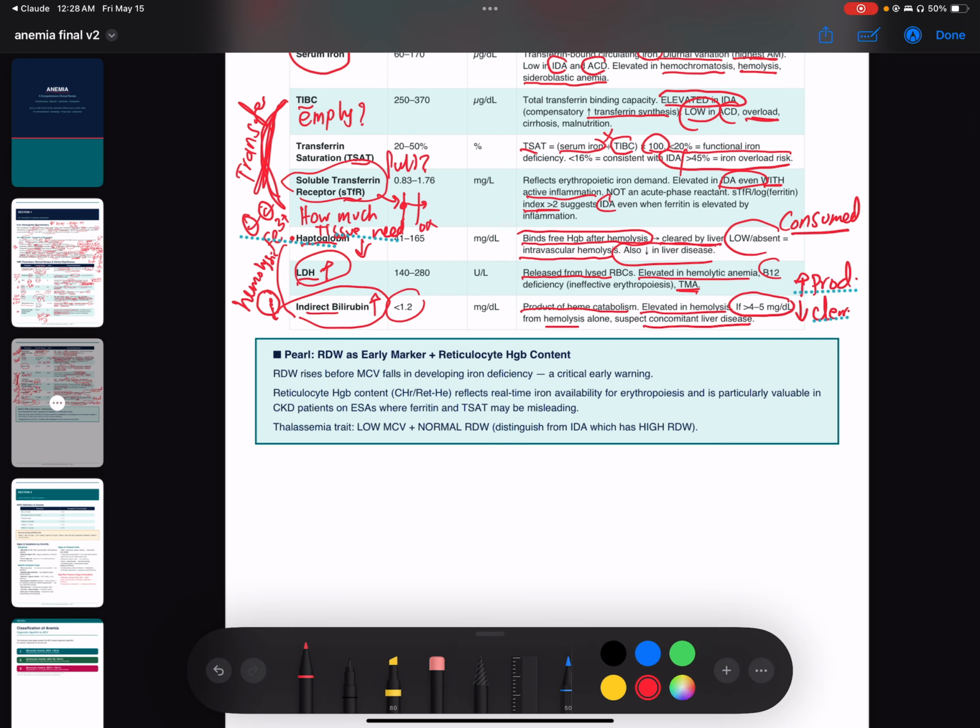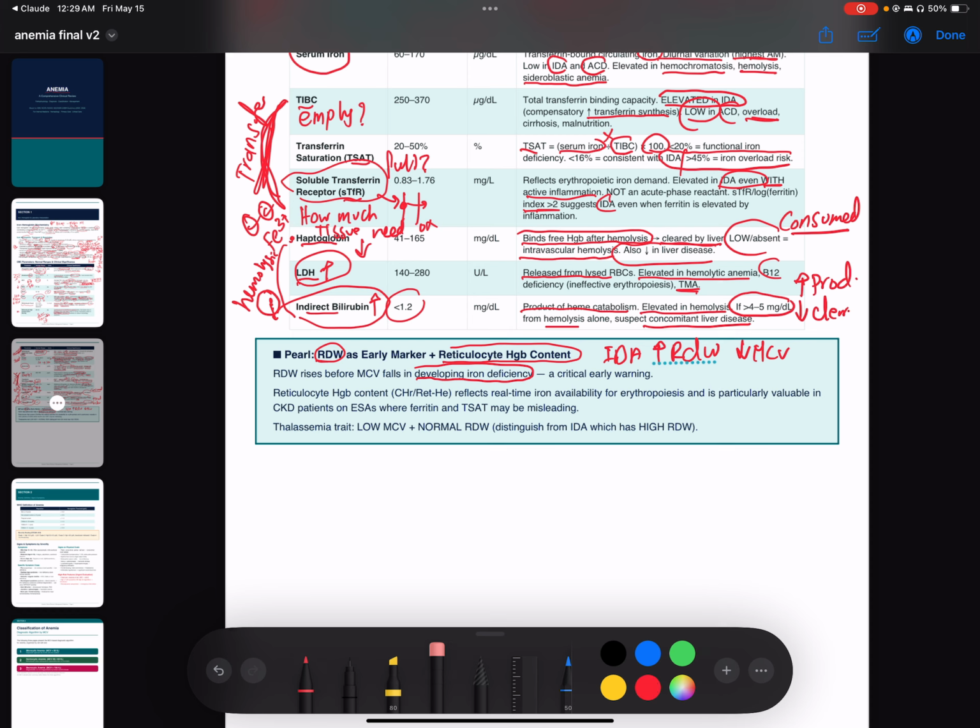Let's talk about some early markers. We talked about this briefly: RDW as an early marker, and the importance of the reticulocyte hemoglobin content, which, as I said, is not available in every institution. So usually, in iron deficiency anemia, the RDW goes higher before the MCV goes low. So it can be an early marker for developing iron deficiency anemia.